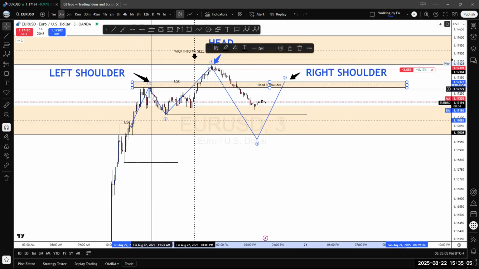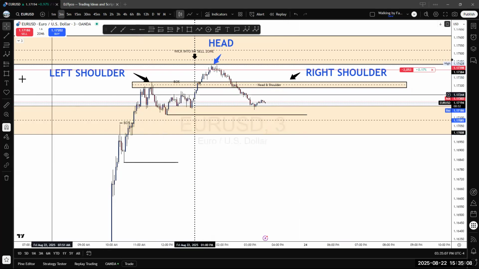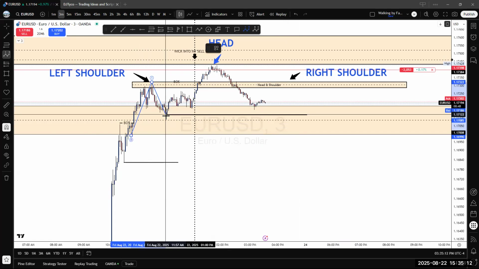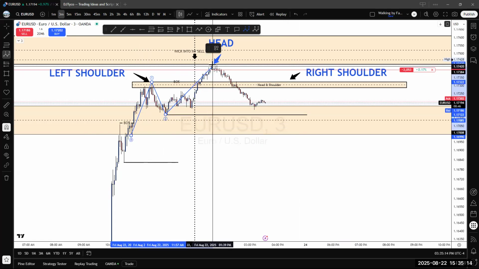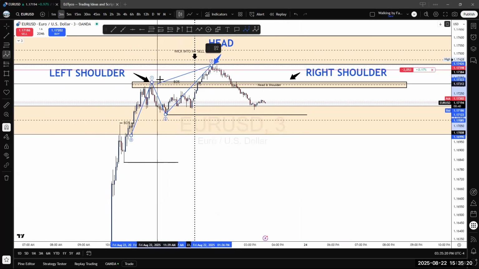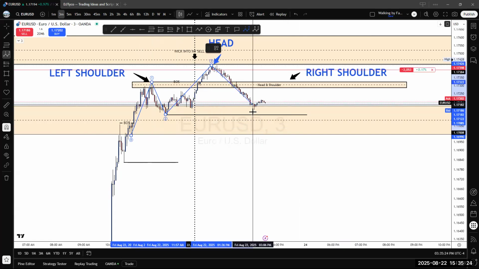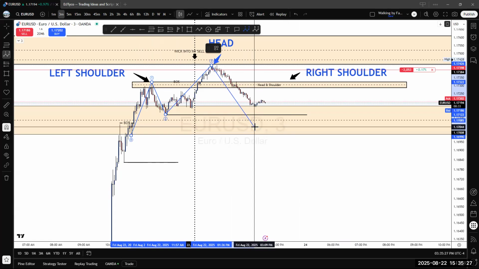Right. So you see how right here I marked it up, and you can see it. Price came up, made a high, made a low. This new high, number three, broke number one, made it higher. Now I'm waiting for four to break below two for the head and shoulder pattern to be valid.